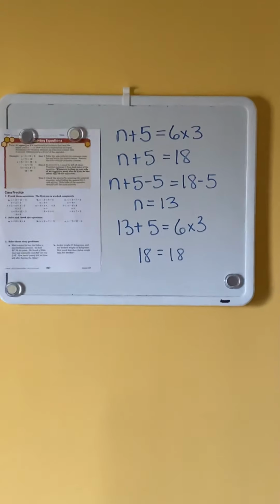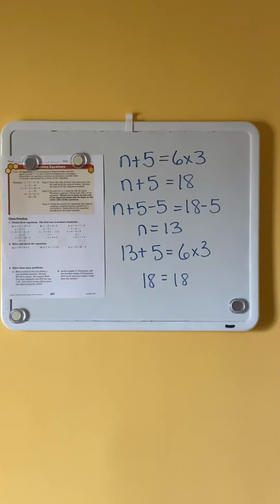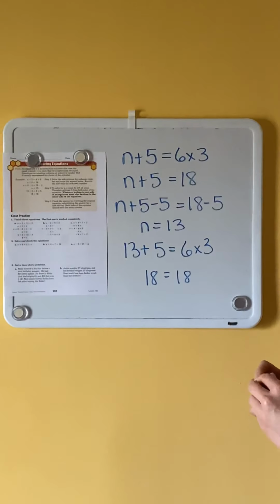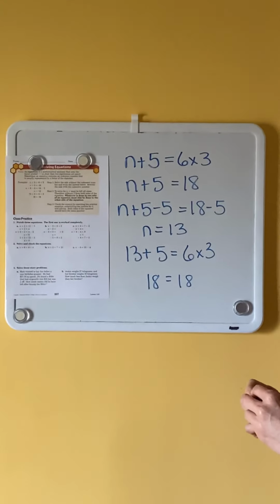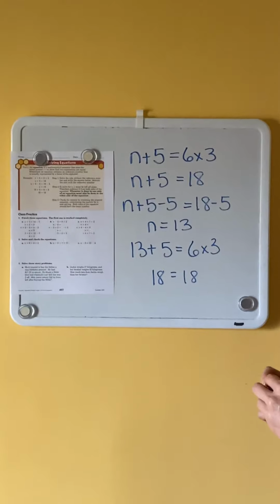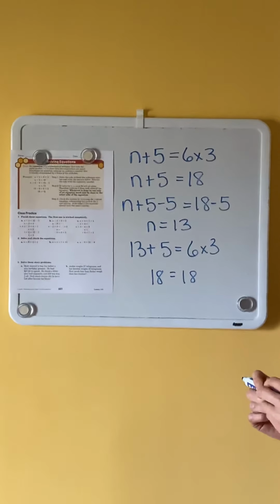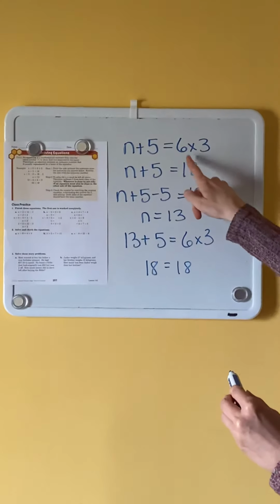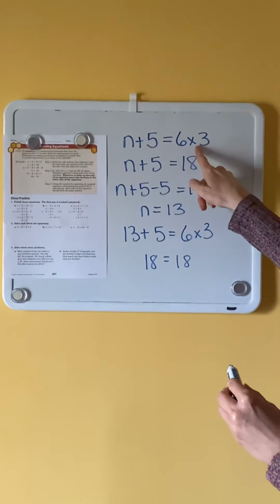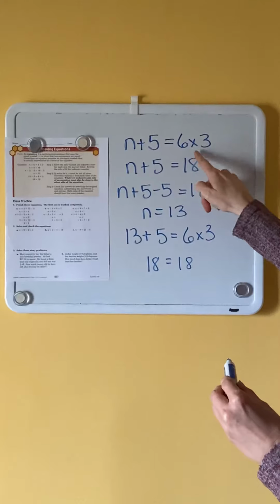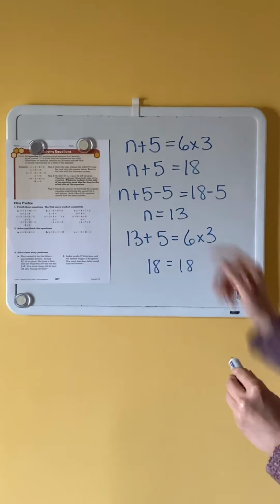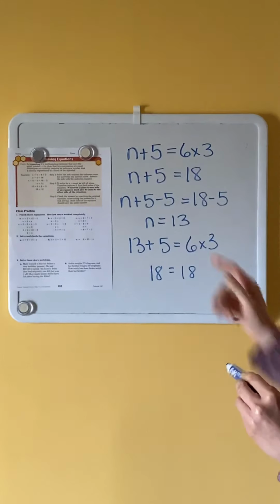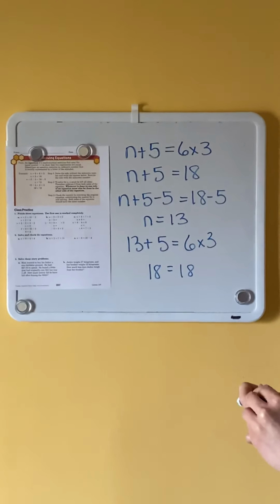So when we look at our first problem, this is at the top in your orange box. We have n plus 5 equals 6 times 3. So the first step says solve the side with the unknown number and write the answer below. So the side without the unknown number is 6 times 3. So that's what we have to solve first. So then we would write n plus 5 equals 18 and solve our problem.